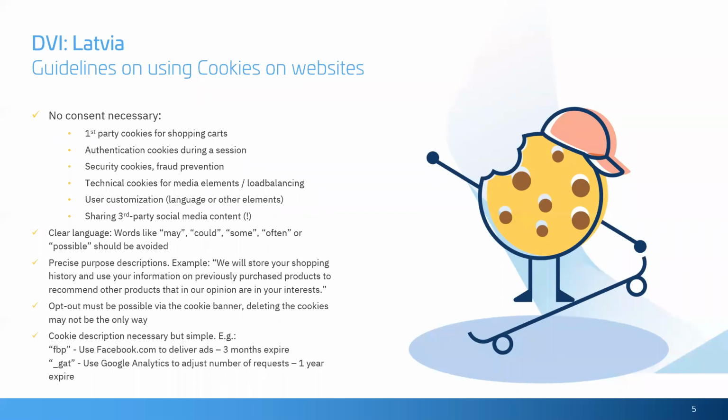Most other data protection agencies want to see a bit more explanation. The example for Google Analytics is "use Google Analytics to adjust number of requests." So that's for the one cookie. There's more cookies that Analytics is setting. But again, it's short. So they highlight that they like to see short and precise explanation. Not sure if other countries would see this as sufficient, but at least if you're targeting Latvia, then that's the way to go.